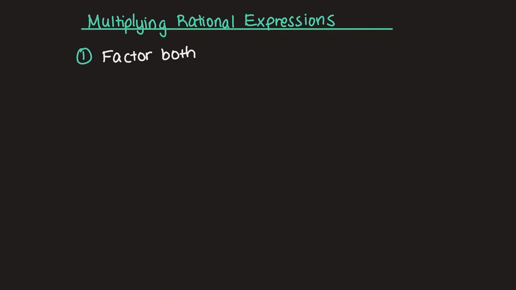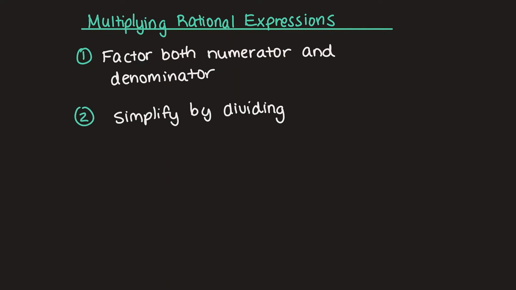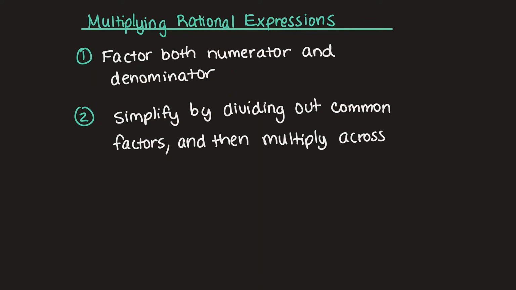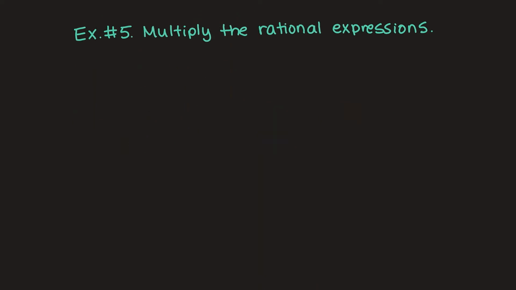This same strategy can be applied to multiplying more complicated rational expressions. So the procedure to multiplying rational expressions is to factor both the numerator and the denominator, and to simplify by dividing out common factors and then multiply across. So for this example, we want to multiply the rational expressions.